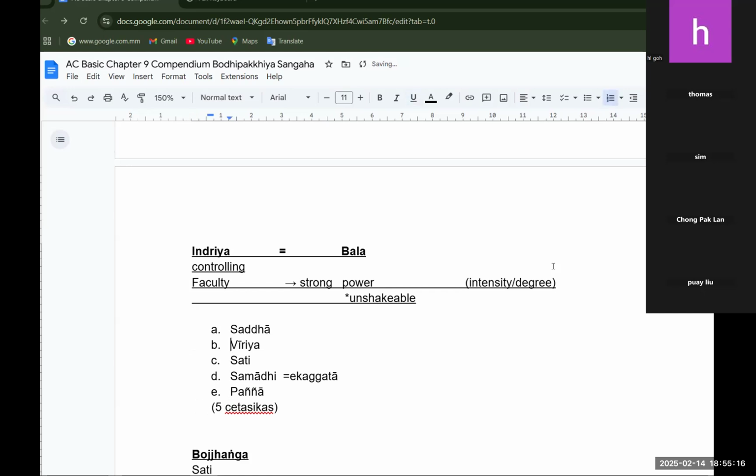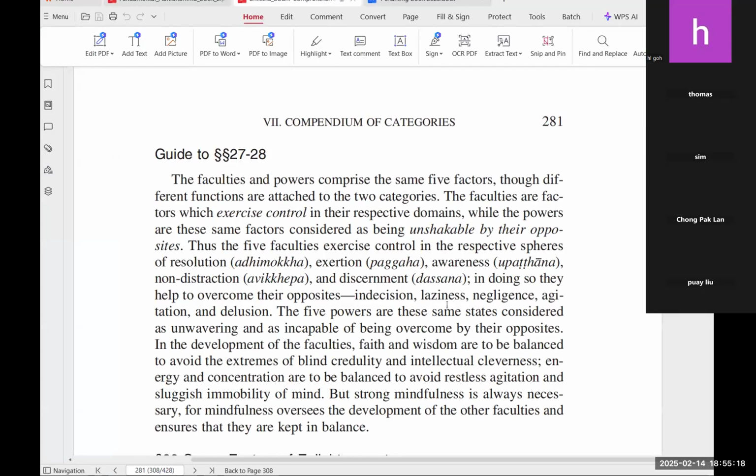Okay. So Saddha, Viriya, Sati, Samadhi, Panya. Now, why is it important here? There are a few reasons. Of course, first you need to develop these because they increase your restoration. Saddha is faith, Viriya is exertion, Sati is awareness, Samadhi increases your non-distraction, and discernment increases your wisdom. And then they can overcome the opposites, those opposite things. So it's important to increase these.